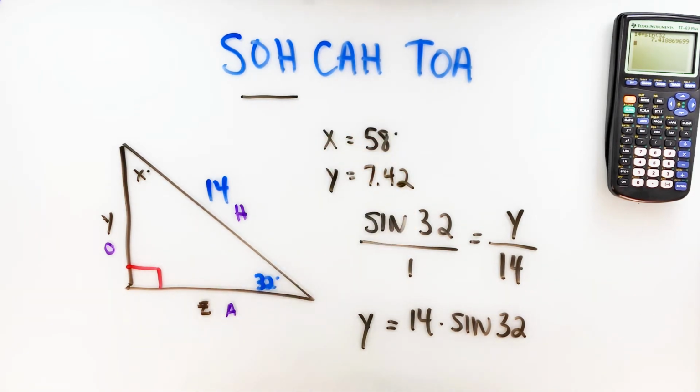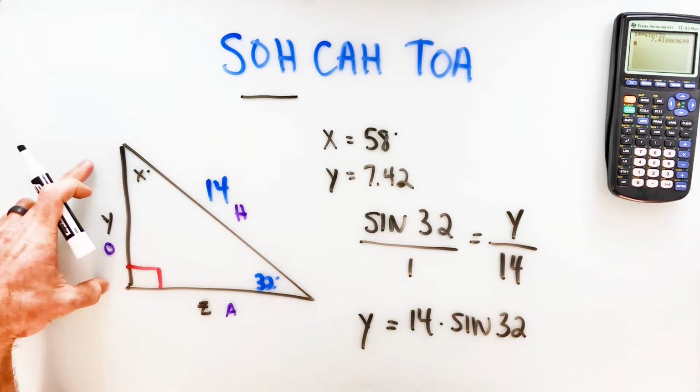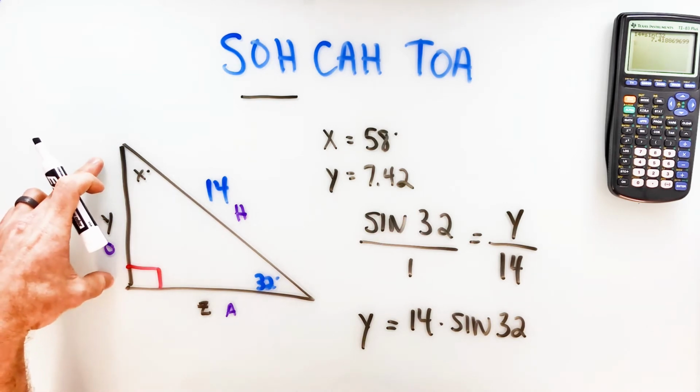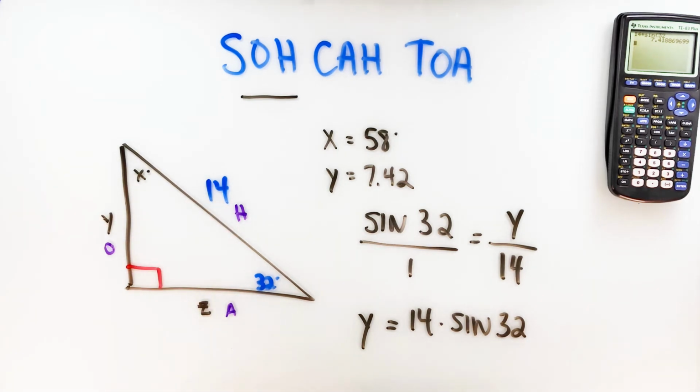Okay, 7.42. Just to kind of check the reasonableness of my answer, since my hypotenuse is 14, I know my short leg is going to be less than that. About half the size of the hypotenuse should make sense, so that looks good. So y equals 7.42.